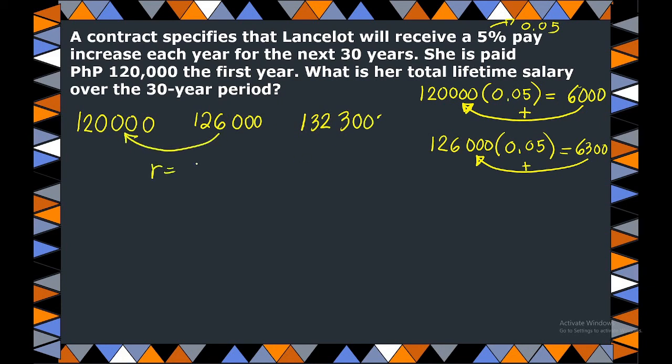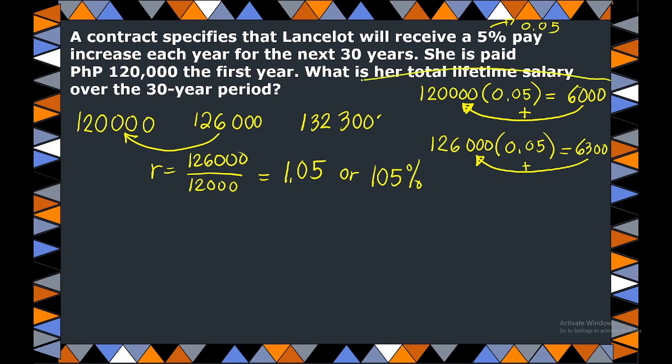Okay? Now, let us get the common ratio. The common ratio is 126,000 divided by 120,000. You will get how much for that? 126,000 divided by 120,000. That's 1.05. Now, 1.05 can be written as 105%, right?